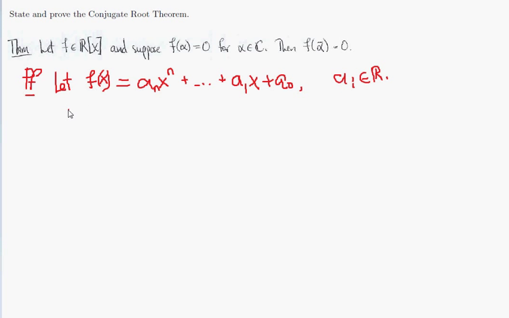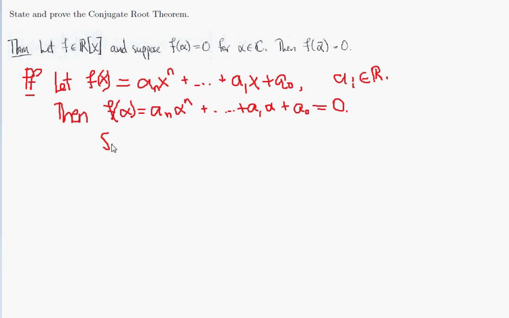Then if I plug in alpha, f of alpha is equal to a sub n times alpha to the n plus dot dot dot plus a sub 1 times alpha plus a sub 0. That is equal to 0 by assumption, because alpha is supposed to be a root of the polynomial.